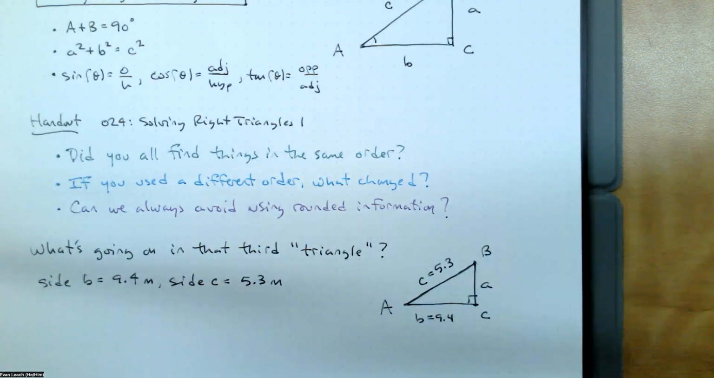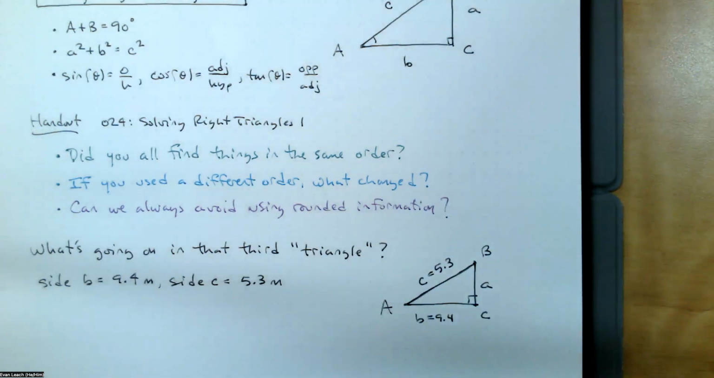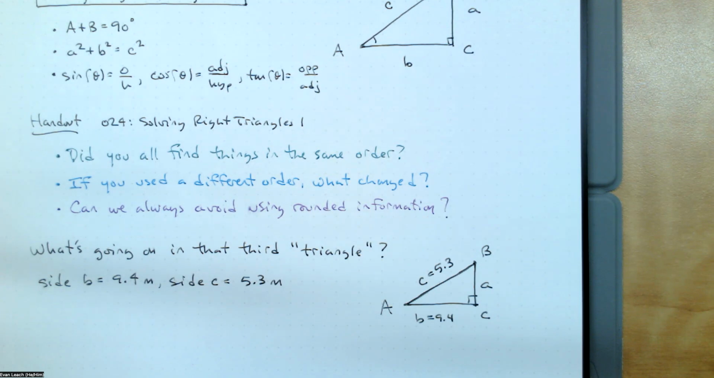I do want to talk about this third problem, this third triangle, which is not actually a triangle at all. One thing that we might notice right away is that the hypotenuse is 5.3 and that side B is 9.4. And so we recognize right away, this is not a triangle.